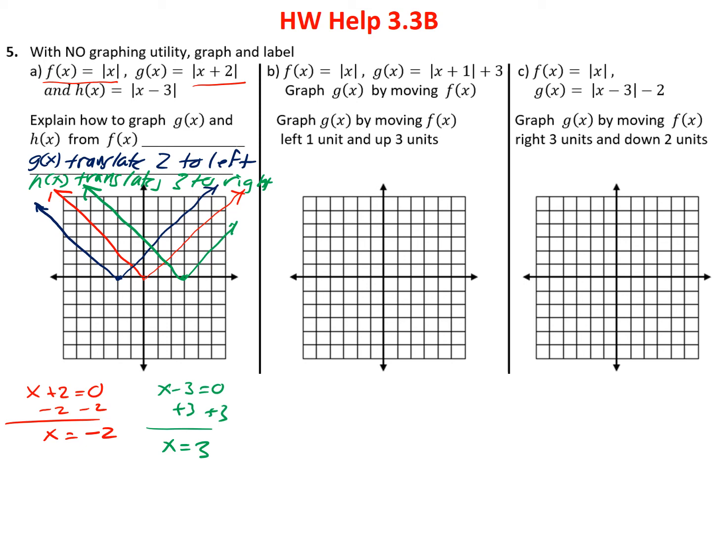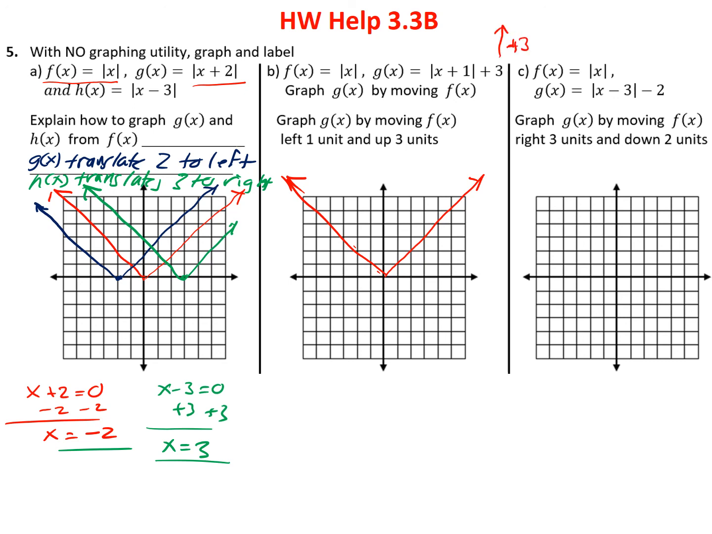Think in terms of when does x plus 2 equal 0? That's minus 2. When does x minus 3 equal 0? That's plus 3. And that may help you get the shift going on there. In the second one, notice what they've done. They've done 2 things here for g of x. So first of all, let's plot our f of x equals absolute value of x. That's this simple v coming up here. And they want to know what happens if I have absolute value of x plus 1 plus 3. Well, the plus 3 means it's going to translate up plus 3.